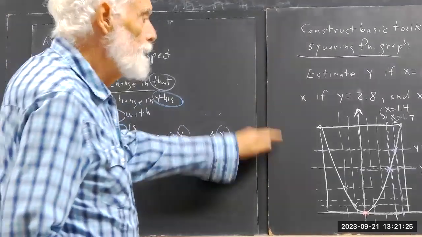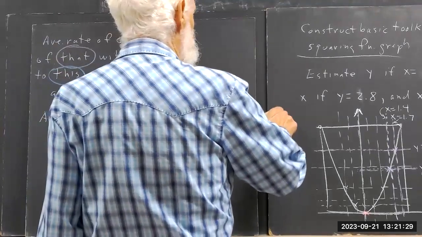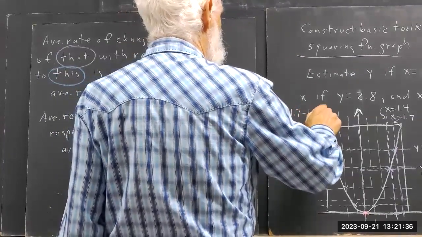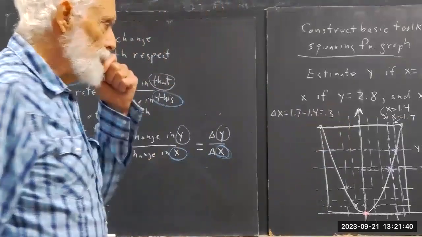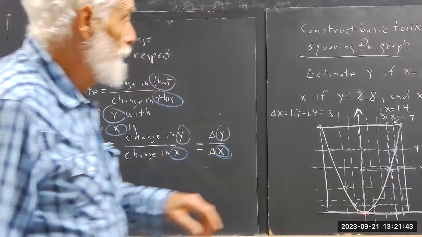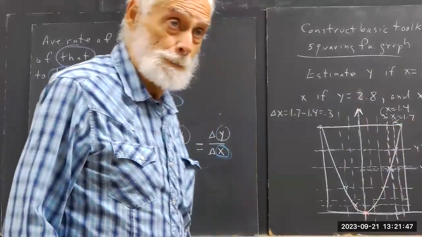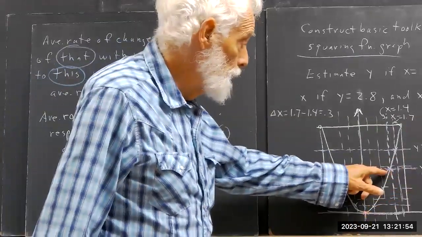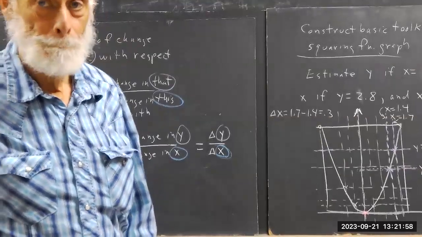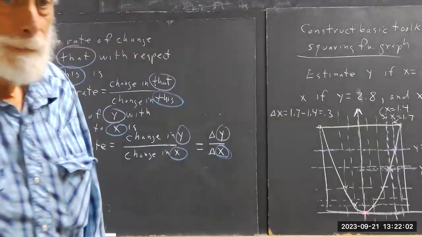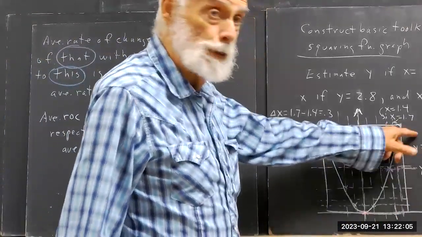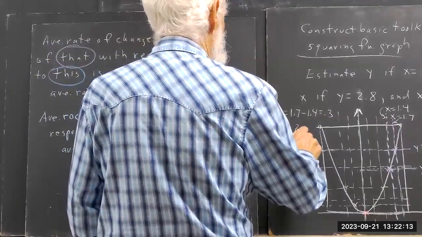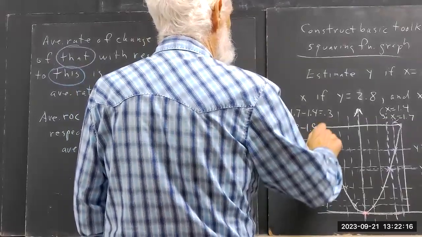So over here, I can write out my calculation. Delta x is 1.7 minus 1.4 equals 0.3, right? And you note that I take the later value and subtract the earlier value. Okay, we think of starting and going from left to right. Now as I go from left to right, how much does y change? It changes from 1.9 to 2.8. So the change in y is 2.8 minus 1.9.